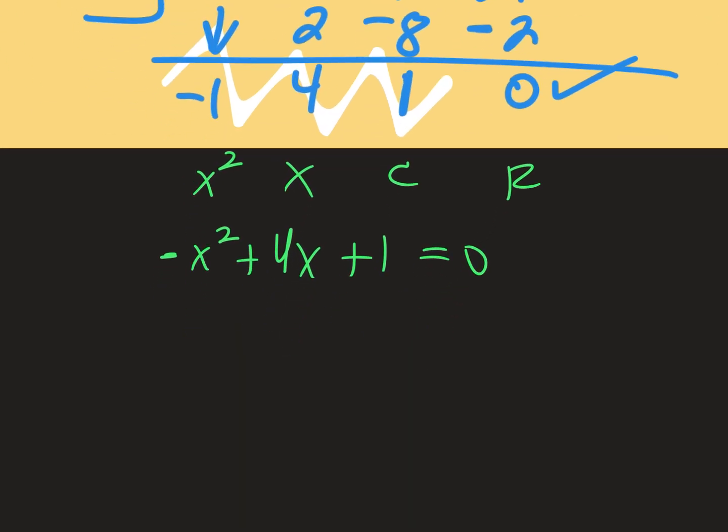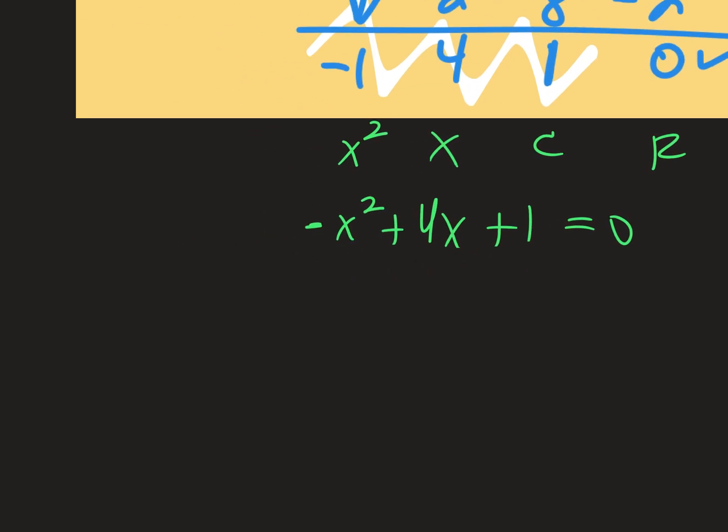This is a quadratic. We've done these 52,000 times. What are my 3 options with a quadratic? I first try to factor. If that doesn't work, what are the other 2 options? Quadratic formula or completing the square. What do we want to do? It's not going to factor. So let's do the quadratic.